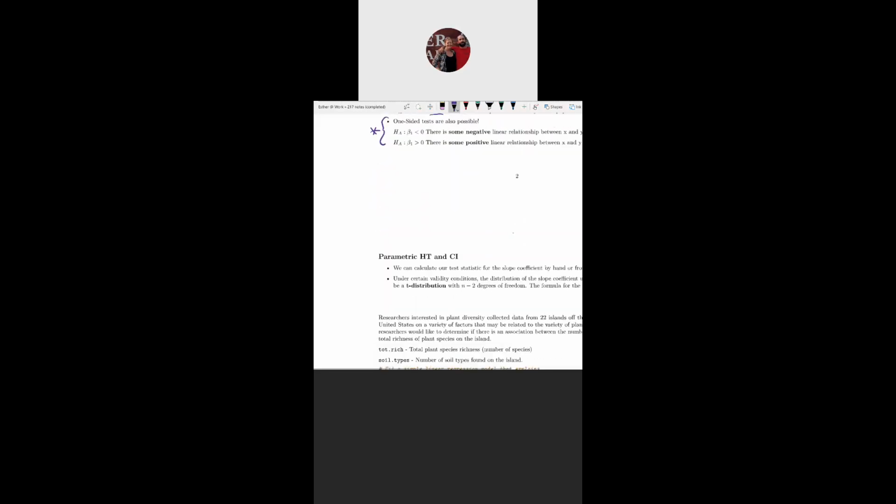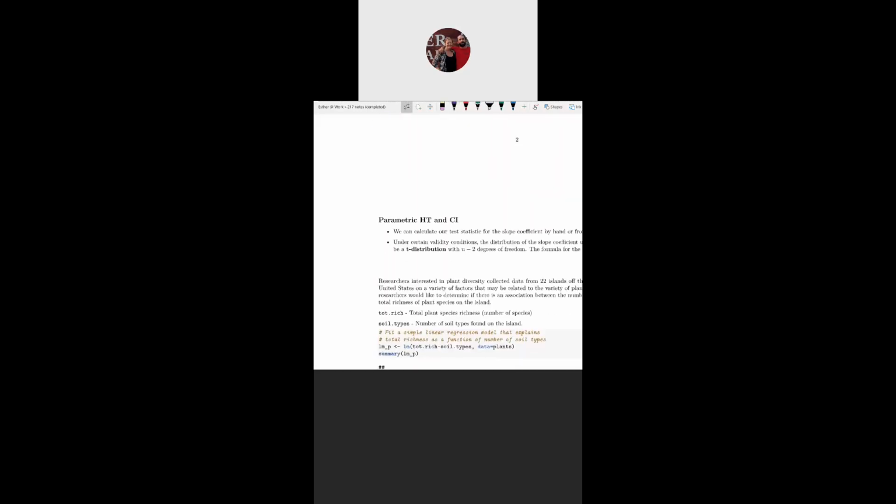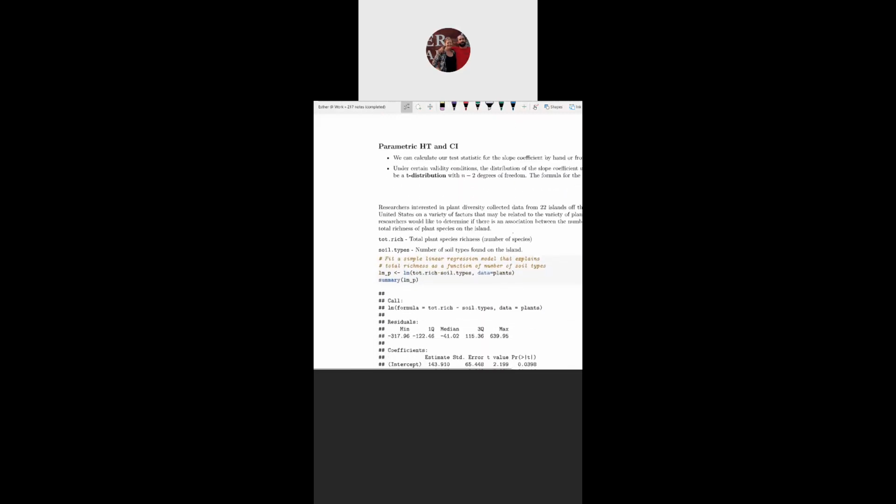All right. Now, moving on, let's look at how we can actually conduct these hypothesis tests. So we're going to start with the parametric approach. We can calculate our test statistic by hand, or we can snag information from the output. If we wanted to conduct this by hand, we're going to be using the t-distribution, and in the context of simple linear regression, we have n minus 2 degrees of freedom.